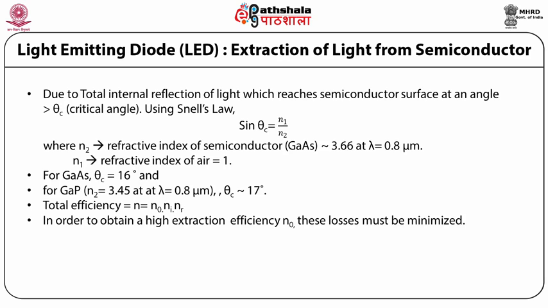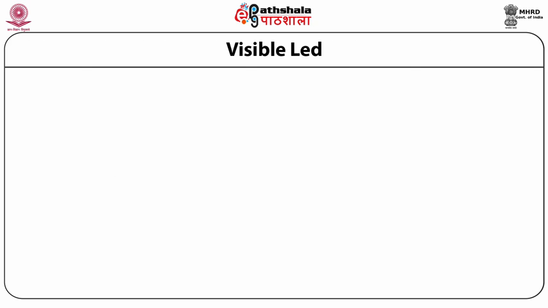So the total efficiency will be eta equal to eta naught multiplied by eta I multiplied by eta R. So in order to obtain a high extraction efficiency, eta naught, these losses must be minimized. Let us now discuss the visible LED.